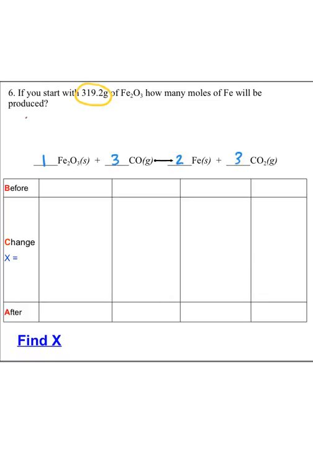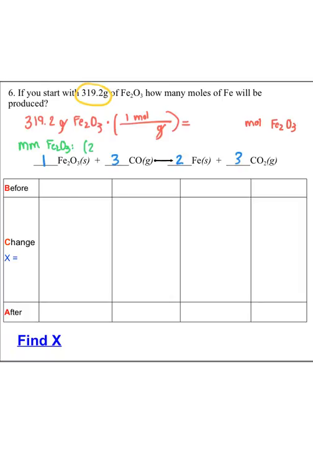So I have 319.2 grams of Fe2O3, and I'm going to times that by 1 mole over the molar mass, which is in grams. That way, when I multiply and divide by what's on bottom, my grams will cancel, and I'll be left with moles of Fe2O3. Well, how do I find molar mass? Well, let's do a little refresher.